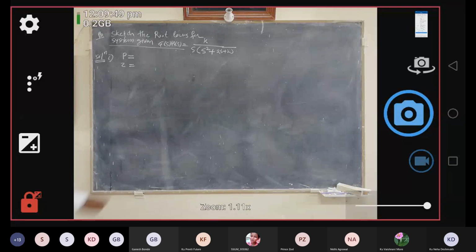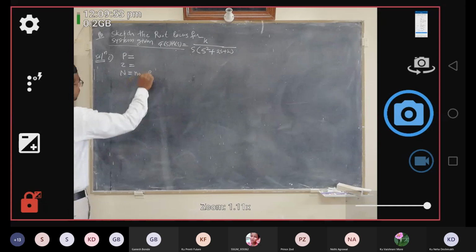So how many branches are present? N represents the number of branches of the root locus.